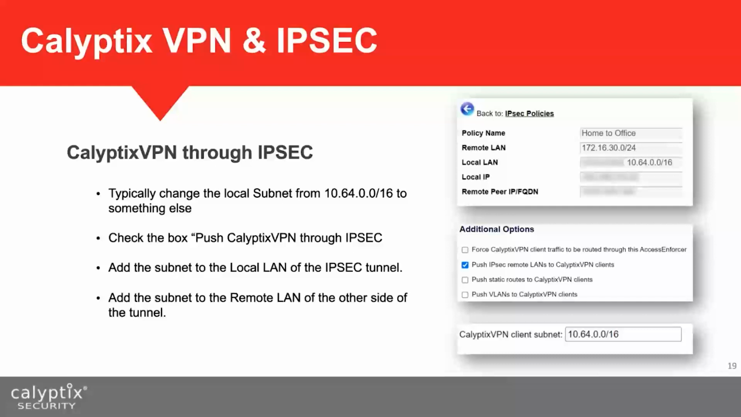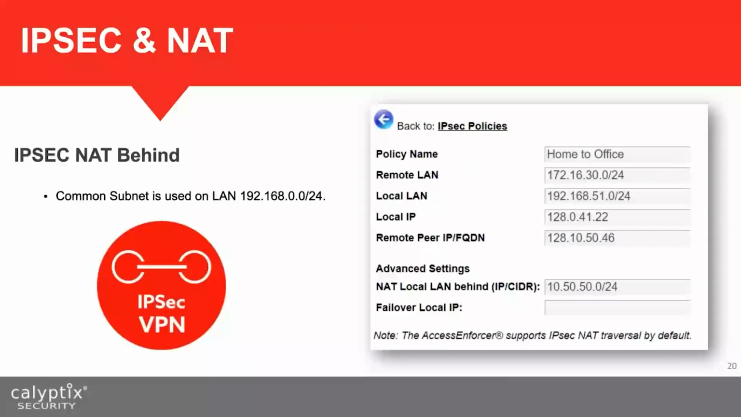So that's one thing that we did want to tell you about. And if you're making an AccessEnforcer to AccessEnforcer tunnel, you're definitely going to want to change the default Calyptix VPN subnet on one of those sides so that they're different. You can't have them be the same. It doesn't really matter which one you change it on, just one of them has to be different.